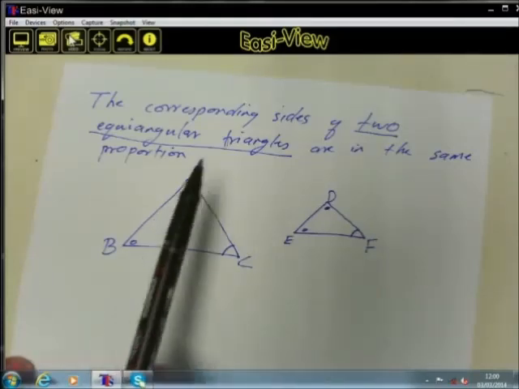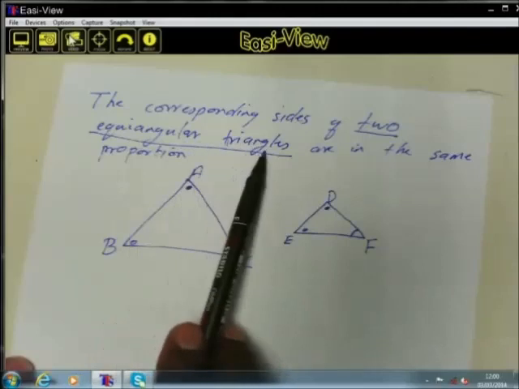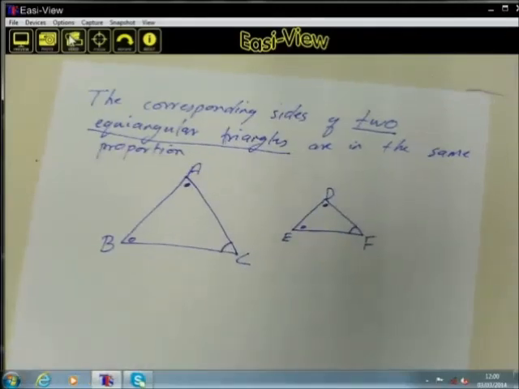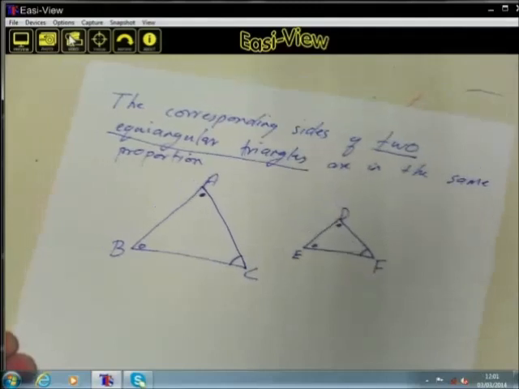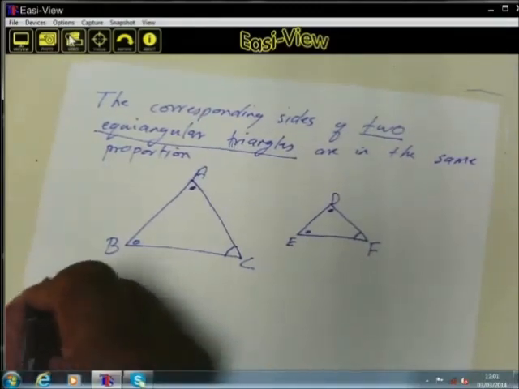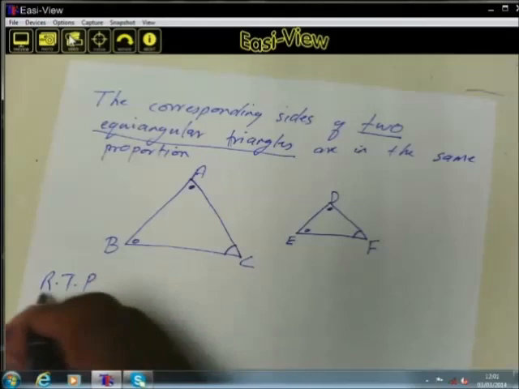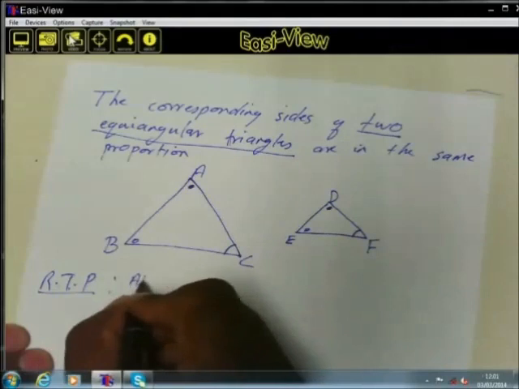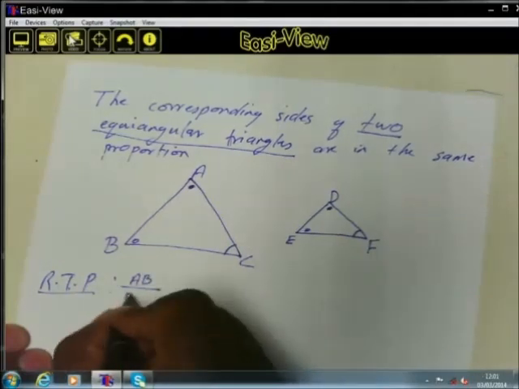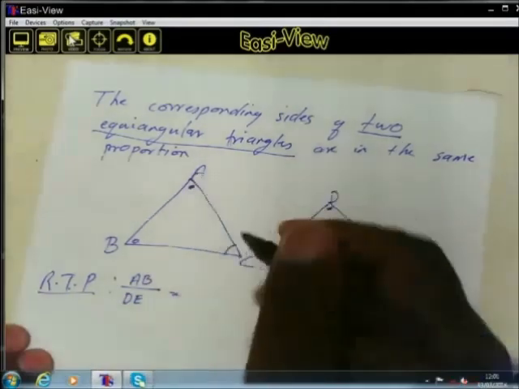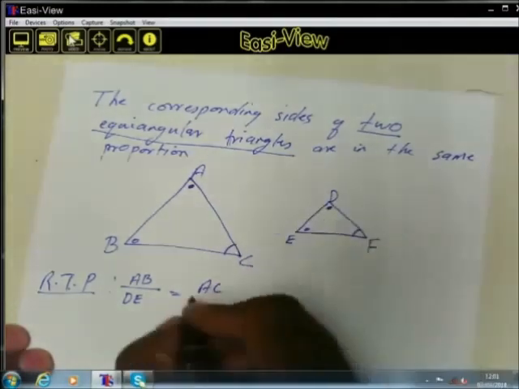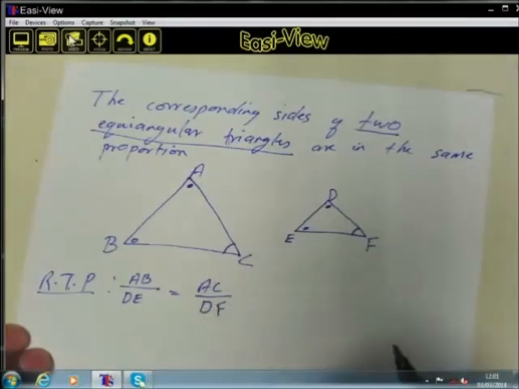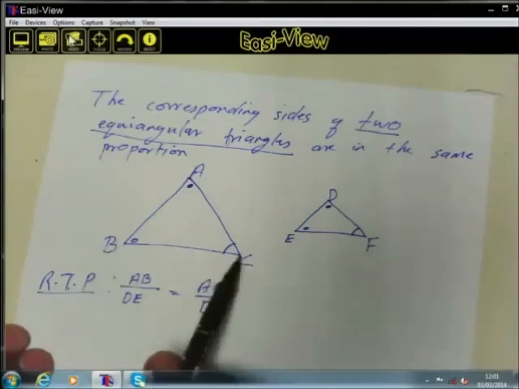The theorem states the corresponding sides of two equiangular triangles are in the same proportion. It means if the two triangles are equiangular, their corresponding sides must be proportional. They must be in the same proportion. It means, required to prove part, because we want to prove the theorem here. We want to prove that AB over DE is equal to AC over DF. Order is also important. You can even go further and say BC over EF.